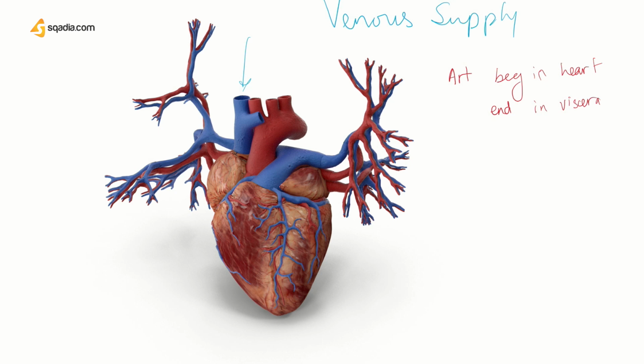Veins, on the other hand, are the opposite. They begin in the viscera, and they end in the heart. When we say viscera, we also mean the skin, the skeleton, everything in the body. And we're talking about the systemic circulation. So the veins begin outside from the peripheries, and they come back to the heart.